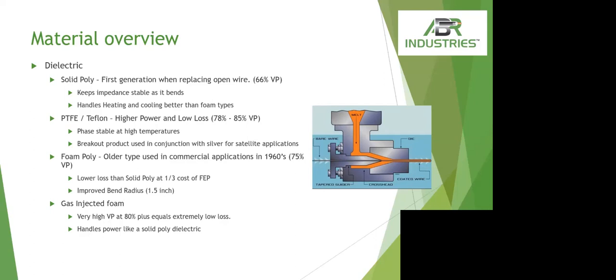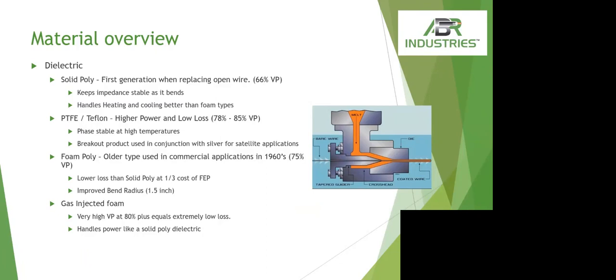The one change was we started looking at those different products and they became very expensive. So that's where the foam polydielectrics are used. Originally back in the 60s, foam polydielectric of a 75% velocity was released. The nice thing was it was 1/3 of the cost of using any FEP Teflon products, and the bend radius was very, very much improved at 1.5 inches.